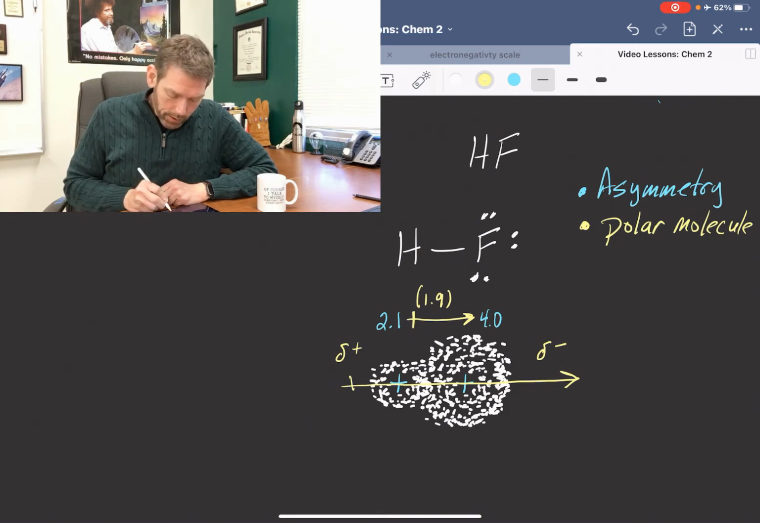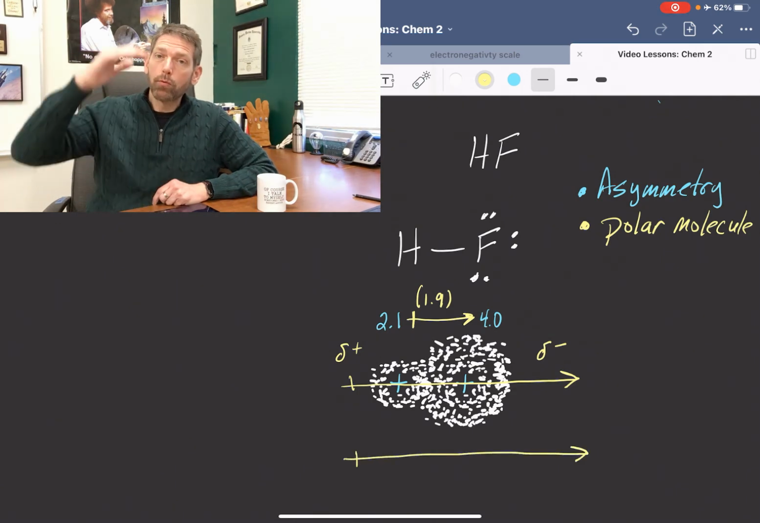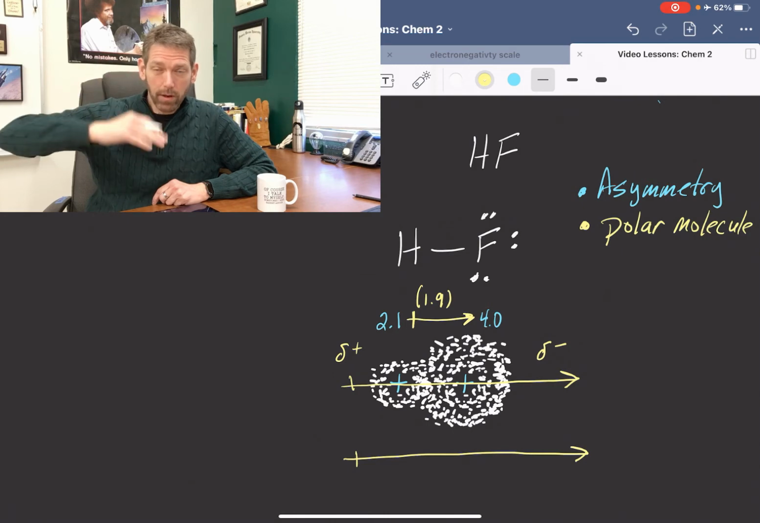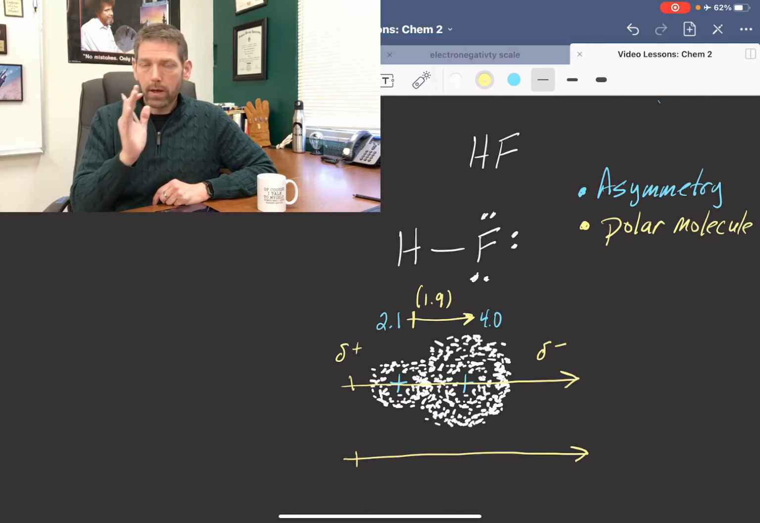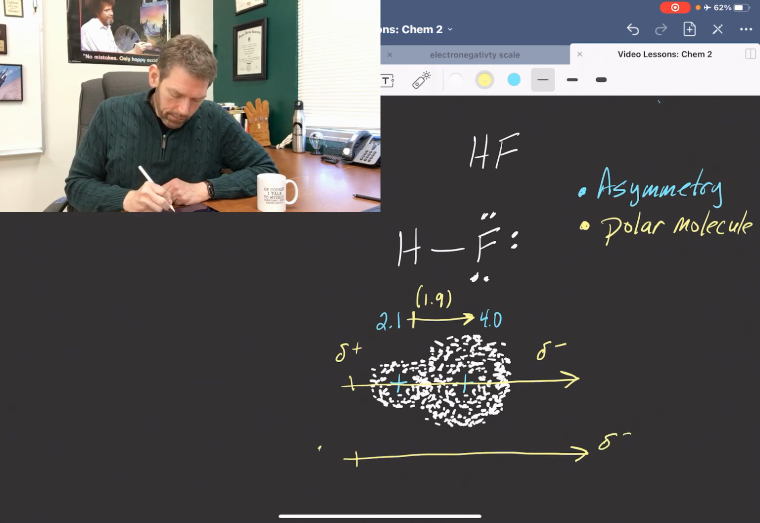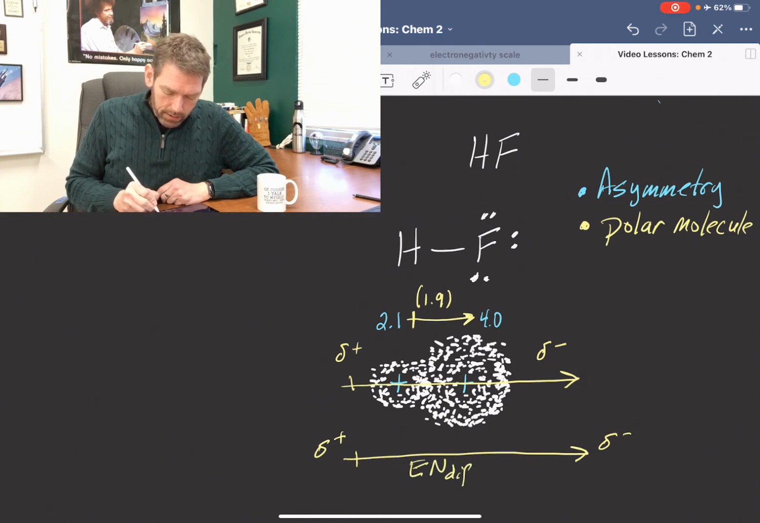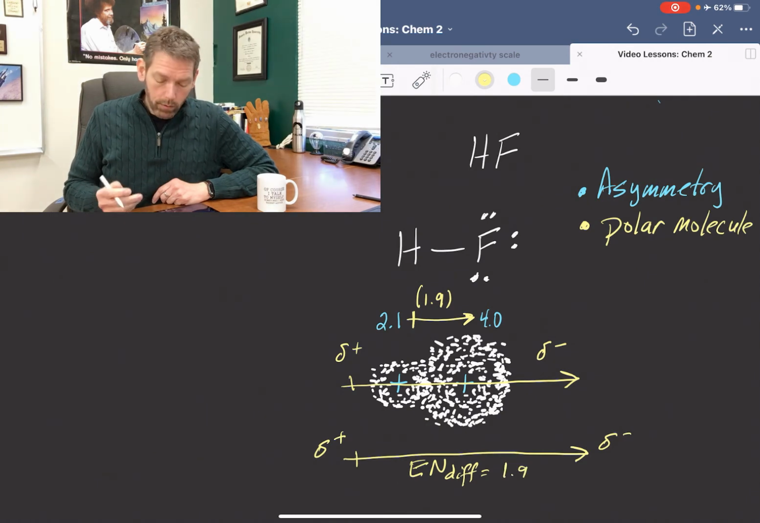So what that means is there's an overall net pull through that molecule. So now what we do is we come down and draw the same thing parallel to it. Remember, your math teacher said you can move arrows and things like this, rays up and down parallel to each other, and then they still have the same value, right? So here's our partially negative, partially positive side. The electronegativity difference is 1.9. We would say this thing has asymmetry. It's an asymmetrical molecule. It's a polar molecule, all right?